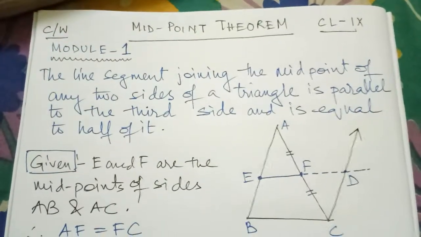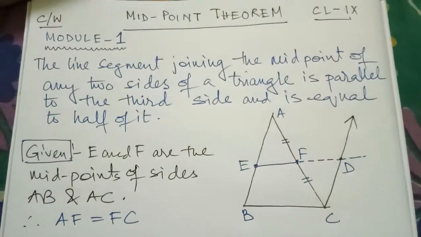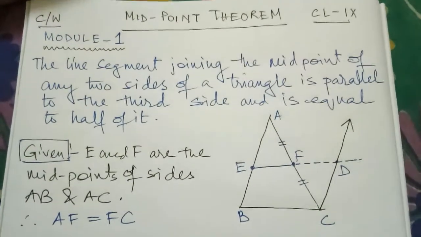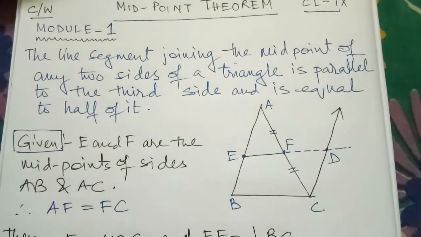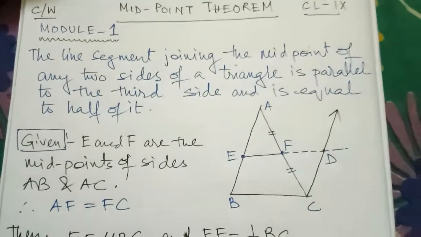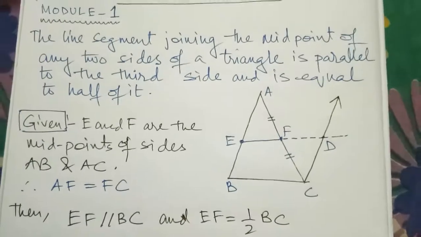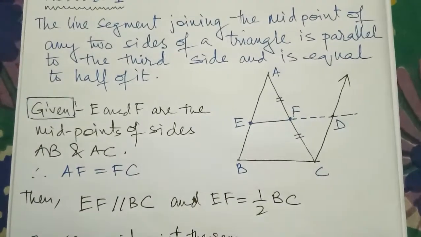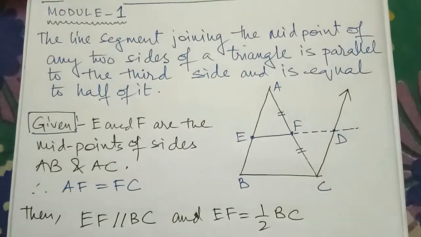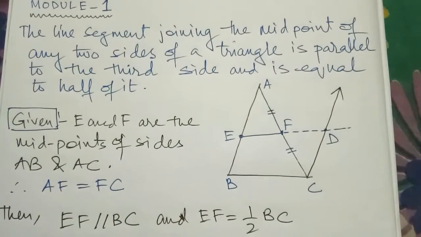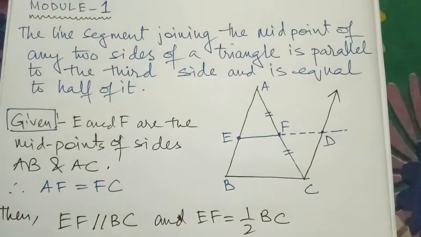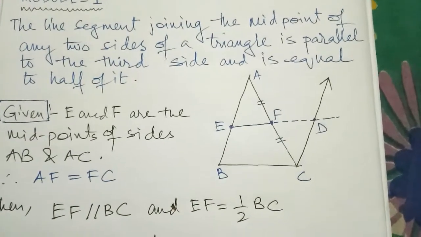First, in this chapter, there are two very important theorems, and you have to learn and understand these two theorems properly. From here, what is given? The line segment joining the midpoint of any two sides of a triangle is parallel to the third side and is equal to half of it.